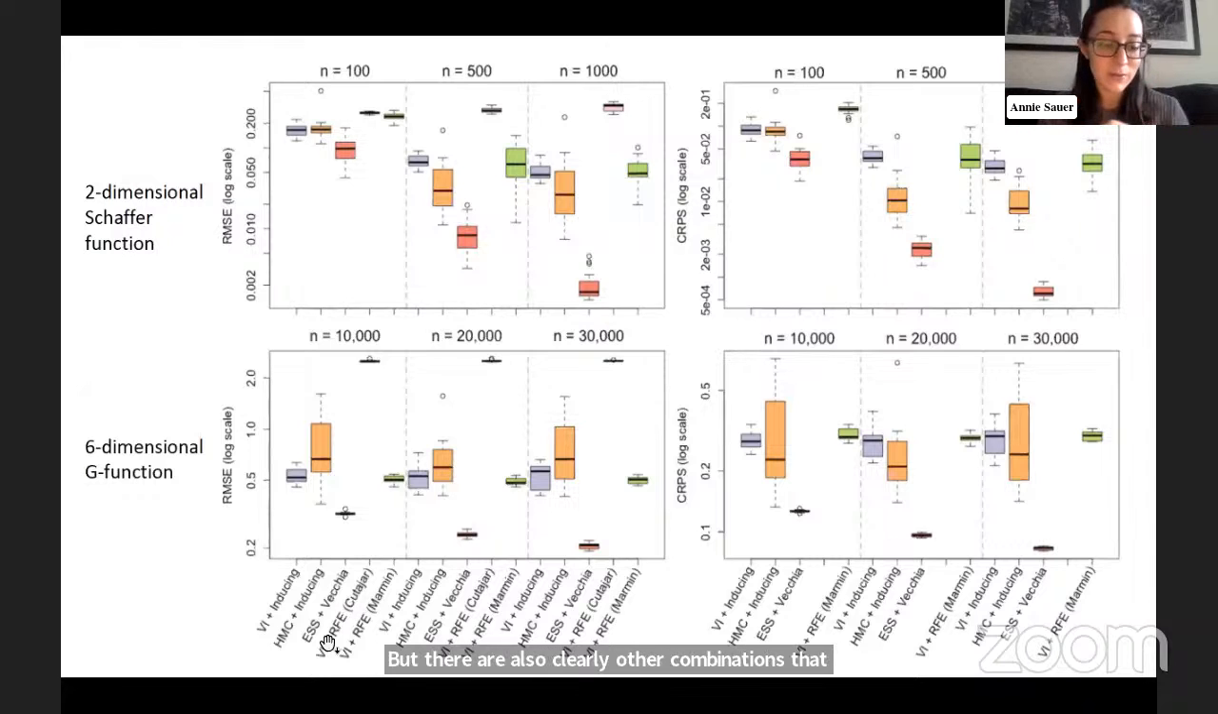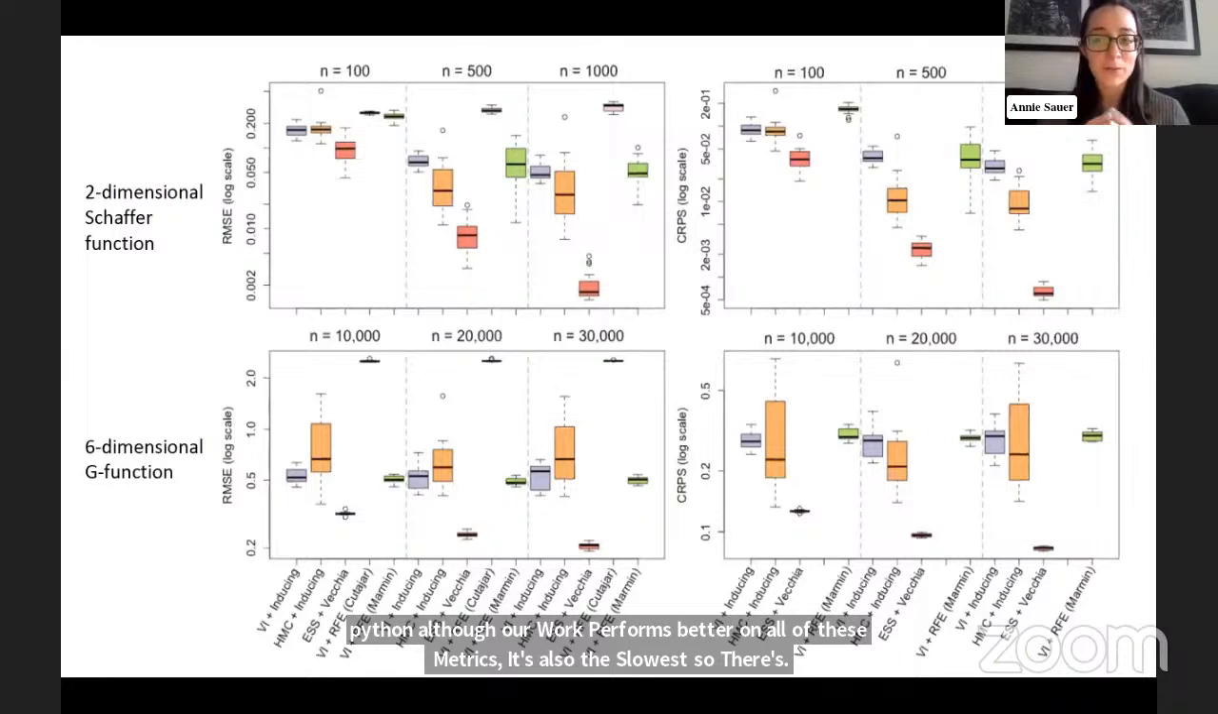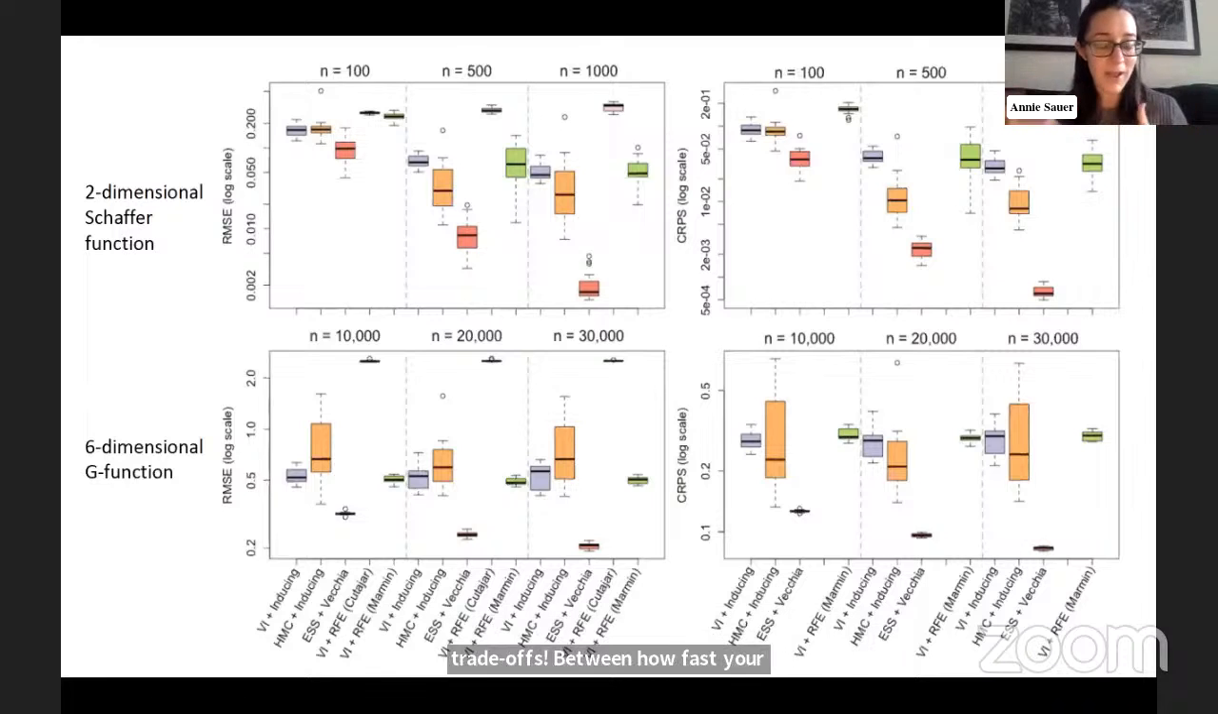Like there are coding choices at play. Some of these were coded in R. Specifically, my work with the slice sampling in Vecchia is in R. Others are in Python. Although our work performed better on all of these metrics, it's also the slowest. So there are trade-offs between how fast your computations are and what's more important to you, being faster or being more accurate. So I think this is an open area that warrants a lot more investigation and work, and we're just scratching the surface.